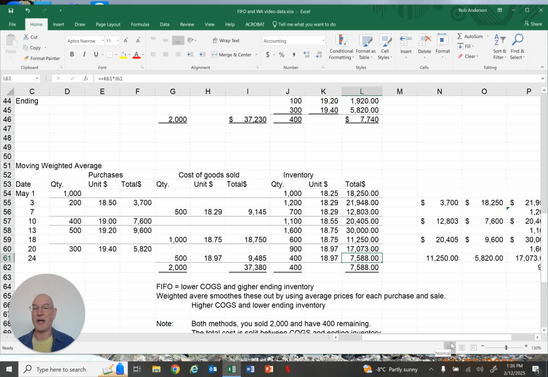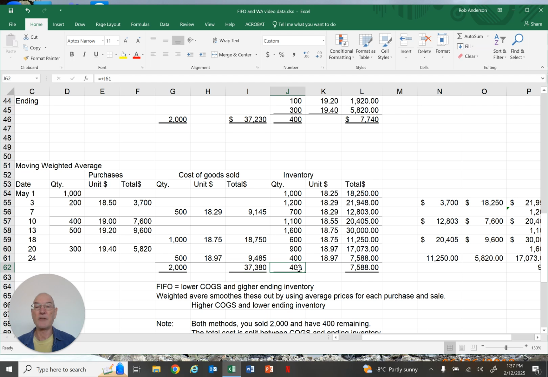So let's look at what we have as we complete the month. Just as with FIFO up here, we have 2,000 units remaining. Your cost of goods sold is $37,380. Now, note that FIFO was $37,230 cost of goods sold, and that's because we keep using the earlier lesser cost to value a sale, the cost of goods. So because we keep using a lower cost in general under FIFO, our cost of goods sold is lower. Right here is weighted average, a little bit higher.